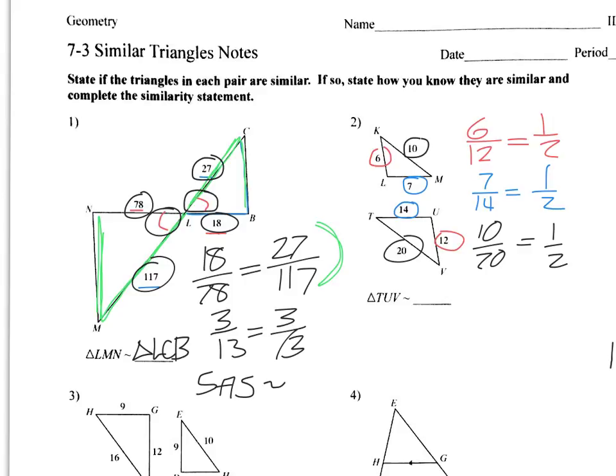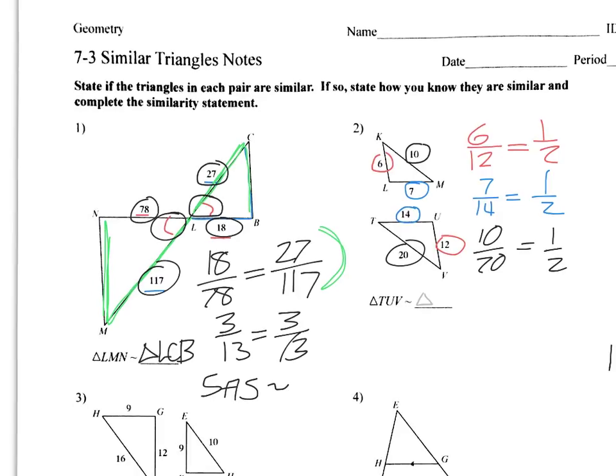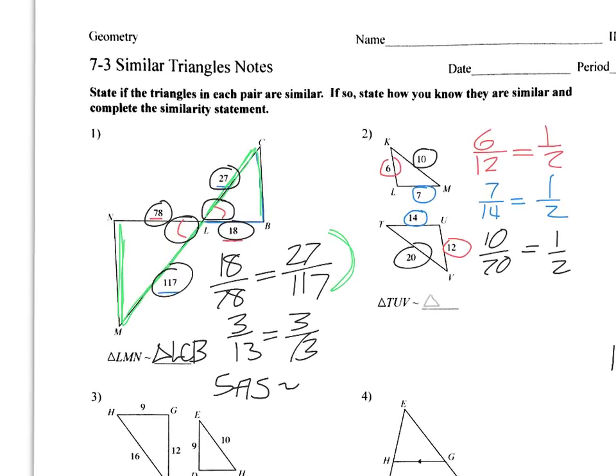Now I do my similarity statement. So I go over here. It says TUV, TUV. So I went 14 to 12. So here I went blue to red. So here I need to go blue to red. So that's going to be MLK. So down here would be triangle MLK. I don't know what's in gray, but MLK.